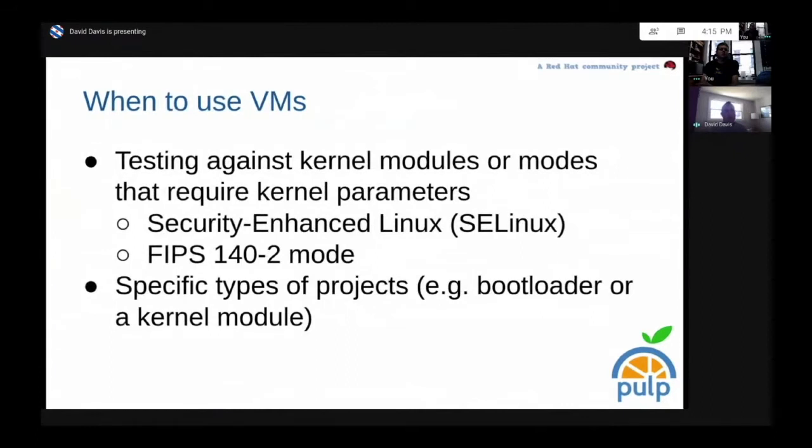So when would you want to use VMs as opposed to containers? Well, one of the big use cases we ran into is that we wanted to test against kernel modules or modes that require certain kernel parameters. A couple good examples are SELinux and AppArmor. Also, we support FIPS 140-2. This is like a government standard that forbids the use of weak cryptographic algorithms. And CentOS and RHEL actually provide a mode that you can enable with a kernel parameter, and it will actually turn off the use of some of these algorithms. And of course, you can't do that on a hosted CI unless you use virtualization.